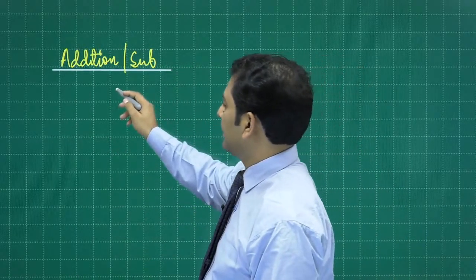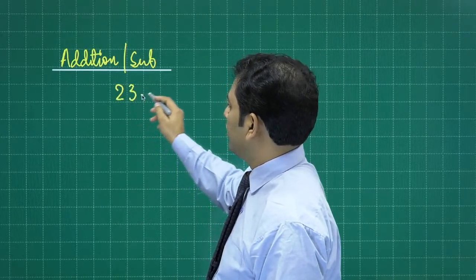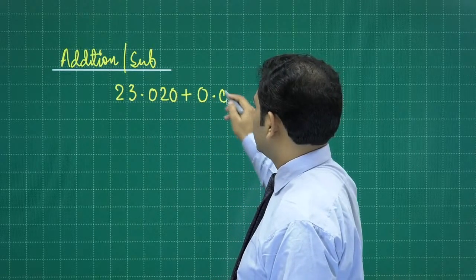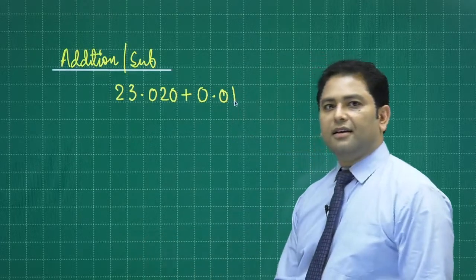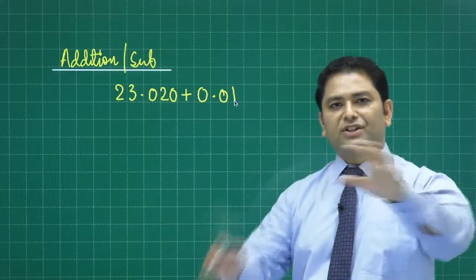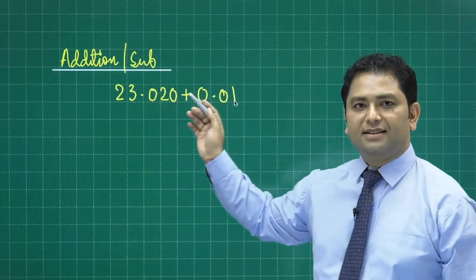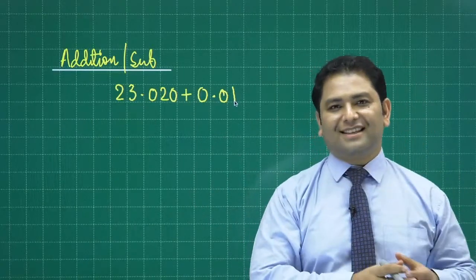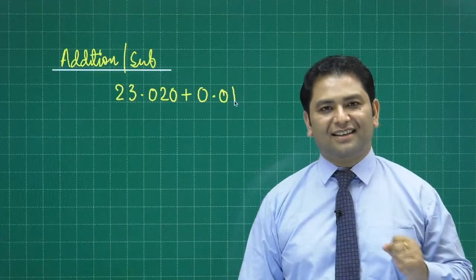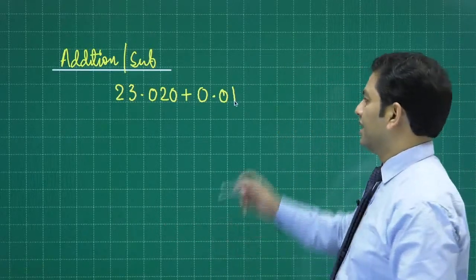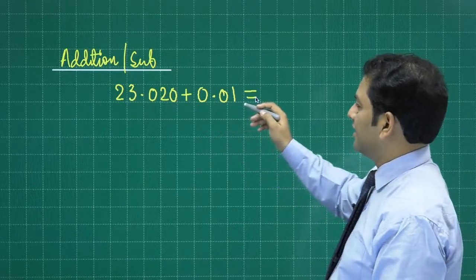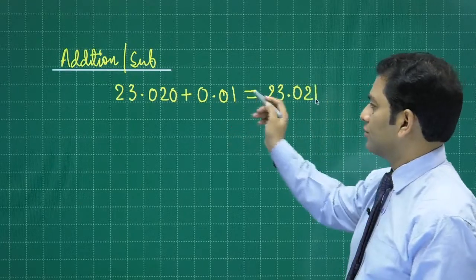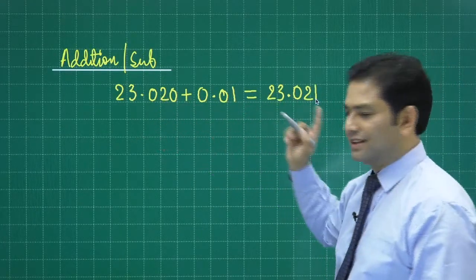Well, you would be getting something like this. Let's say 23.020 plus 0.01. And you have to choose the option that is the correct answer. The examiner is not expecting you to show addition skills. That's a basic assumption. But what is the rule? Let's first add. That is 23.021. Is that what you find after you add this with this?